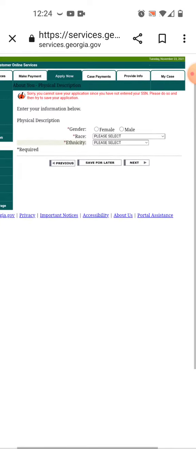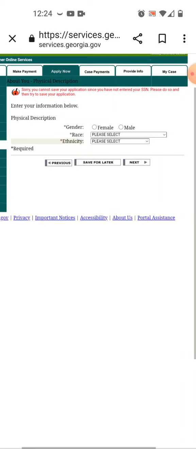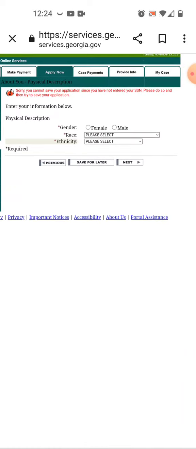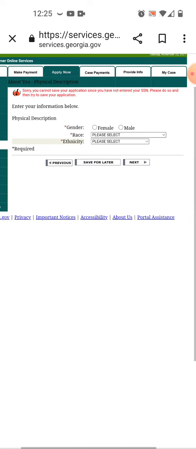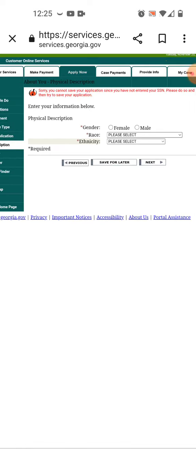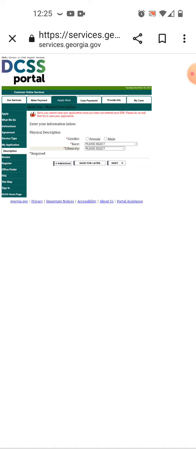It says, sorry, you did not complete the application, and then enter the social security number. See that? Sorry, we cannot save your application since you have not entered your social security number. Please do so and then save the application. Okay. Anyway, I'm not going to do this. I was just going through this application so you can see what people applying for child support are required to do in order to even apply.